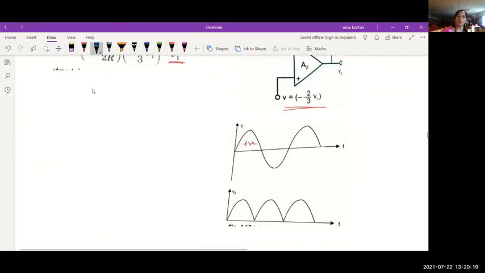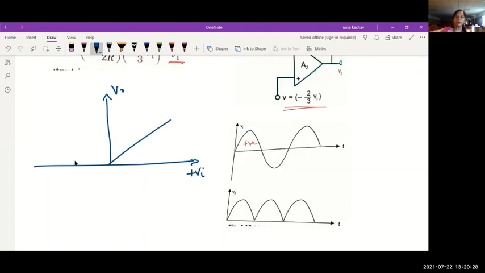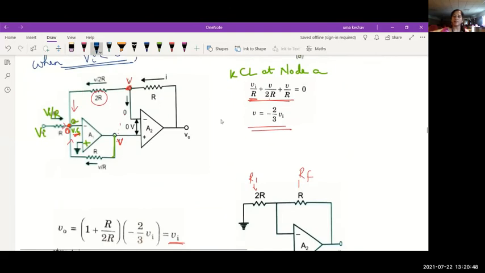And if you try to draw the transfer characteristics, it would look like this. For positive Vi also, I am going to get positive output. For negative Vi also, I'm going to get positive output. So I will have two straight lines with slope 1 here. If this slope represents the gain, if I want a different slope, then I should use different resistors here and I should be able to change the gain.